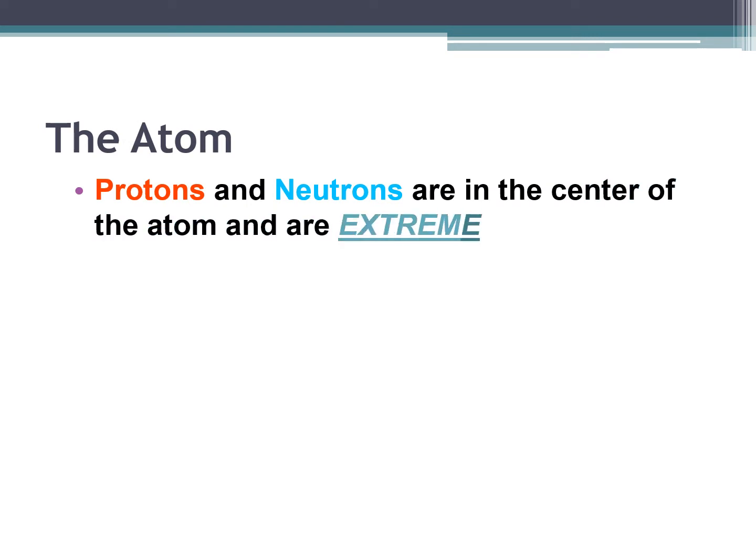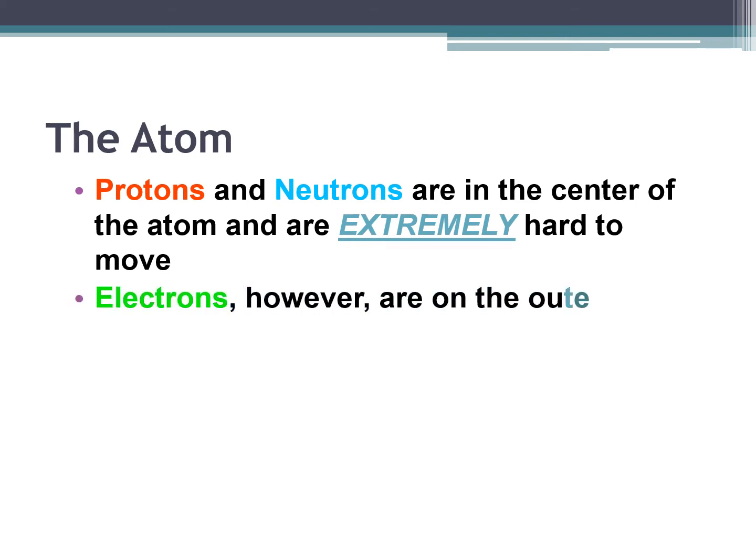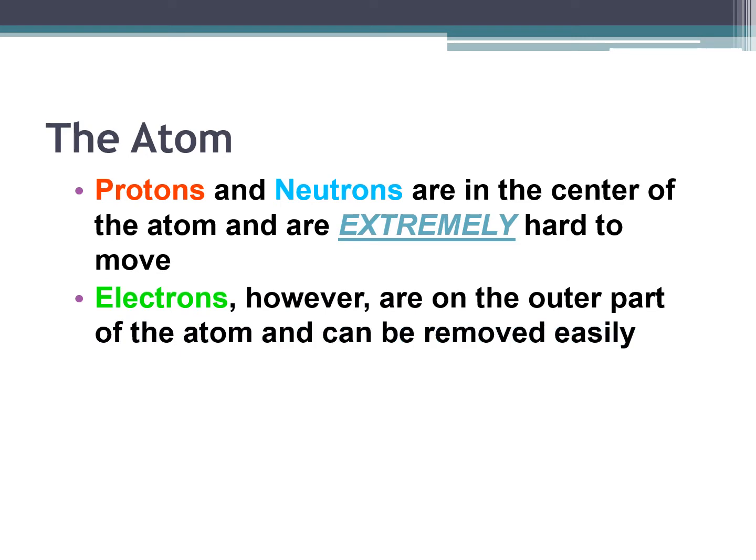Protons and neutrons are in the nucleus, in the center of the atom. They're extremely hard to move, and for what we can do in a physics class, we can't really do anything. So it's essentially impossible to remove or add protons or neutrons to an atom. However, electrons can be removed or added fairly easily. As a matter of fact, just rubbing your hands together, you can exchange electrons from one thing to another.